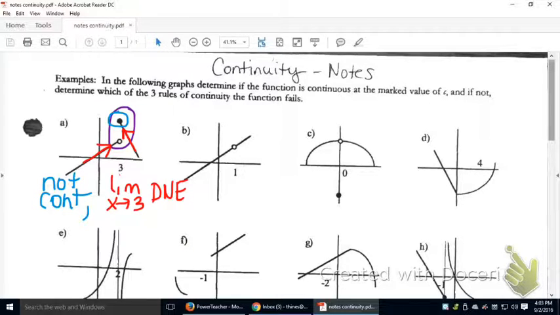All right, on B. This particular one, we're trying to figure out what's going on at 1, and I notice that as I approach 1 from the left and the right, I'm approaching the hole. So the limit does exist. However, there's not a value of f of x at 1. So f of 1 doesn't exist because there's not a point. It could be above, or it could be below, or it could be that hole filled in. But because the function value doesn't exist, it's not continuous.